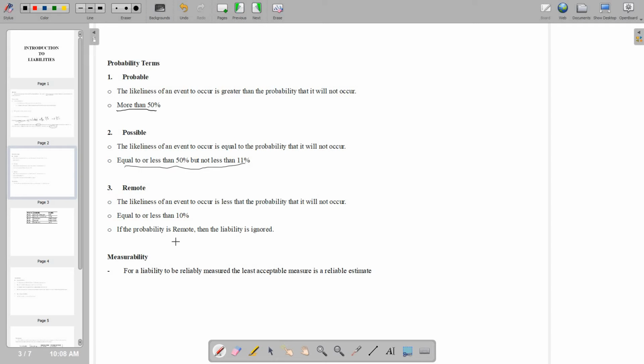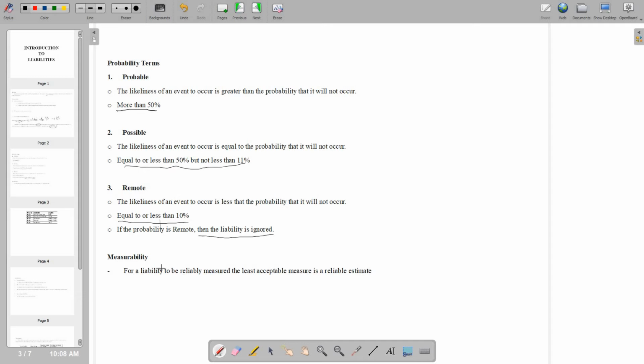And then number 3, we have remote. If the probability is remote, then the liability is ignored, because the chances that you will pay is equal to or less than 10%. So it is negligible because the chances that it will happen is almost next to nothing. So if the probability is remote, the liability is ignored. What about possible? What about probable? So later we'll get to that.